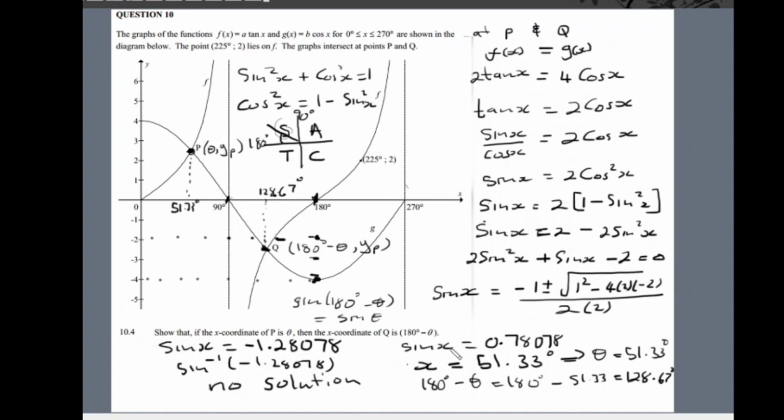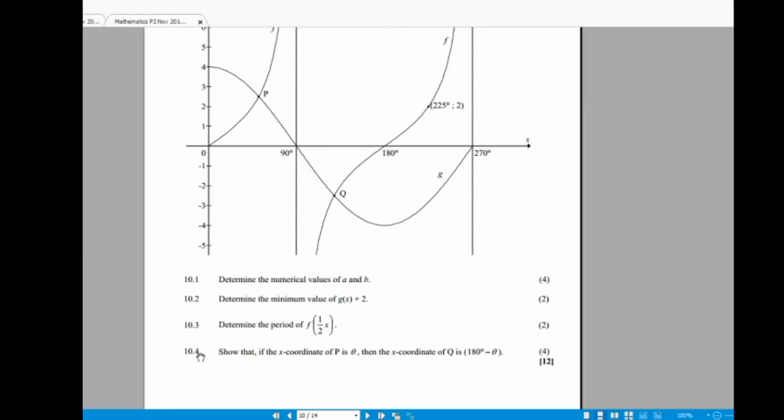Okay, so that's how you solve it. I think out of question 10, the only tricky question will be the last one, 10.4. The other ones are fairly simple.